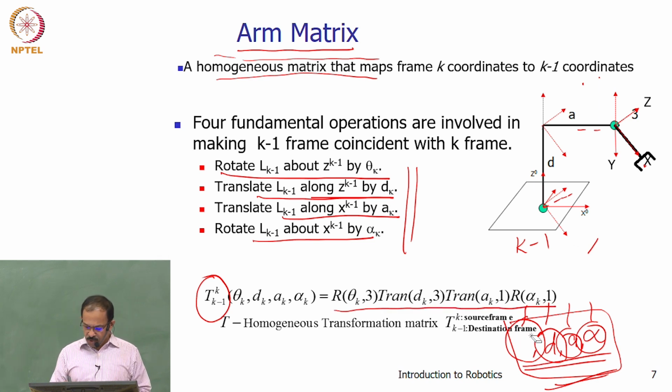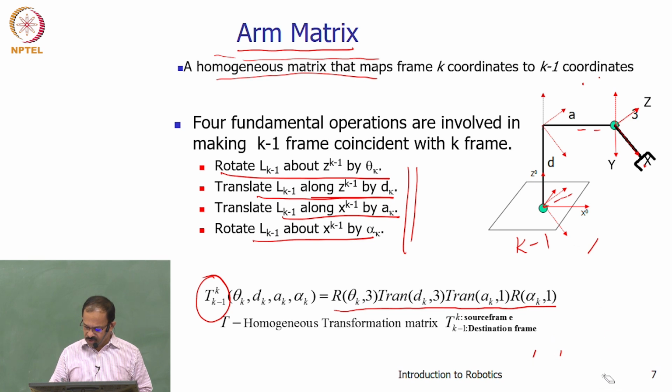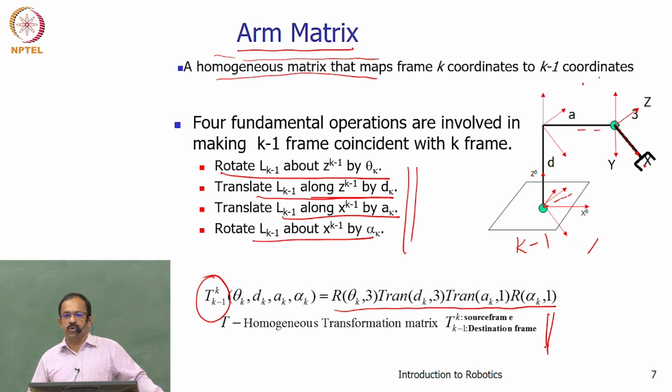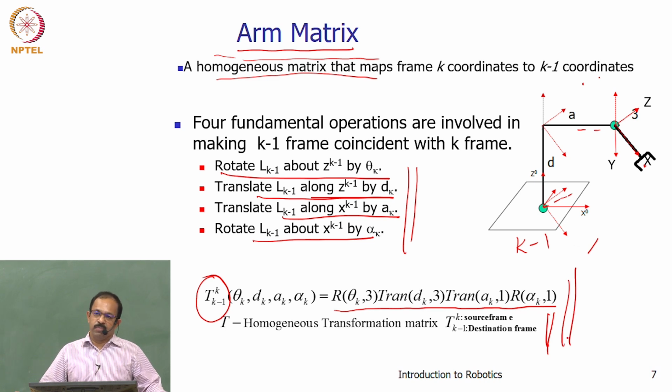These are the 4 individual homogeneous transformations we will use to get the composite transformation of the coordinate frame from k to k-1. This is known as the arm matrix, or the homogeneous transformation matrix from the k-1 frame to the kth frame, or the source frame to the destination frame. This is the coordinate transformation matrix. Between any 2 adjacent coordinate frames of the manipulator, we can find a transformation matrix with these 4 parameters included.